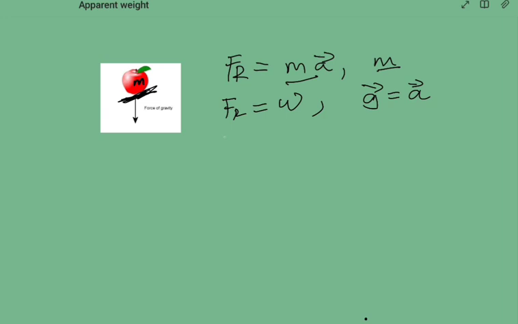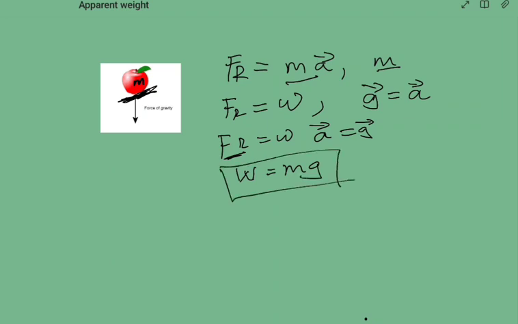Now, when you substitute the weight instead of the resultant force, and g, the acceleration due to gravity, instead of the acceleration, you get weight equal to mass times g. So this weight is equal to mass times acceleration due to gravity. This equation is due to Newton's second law of motion.